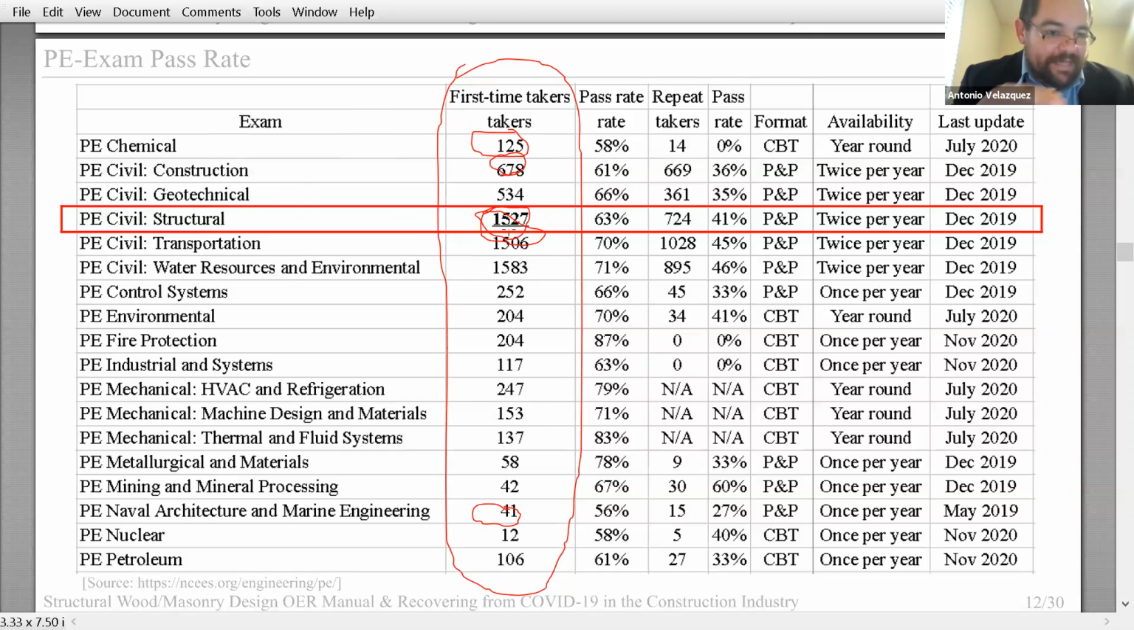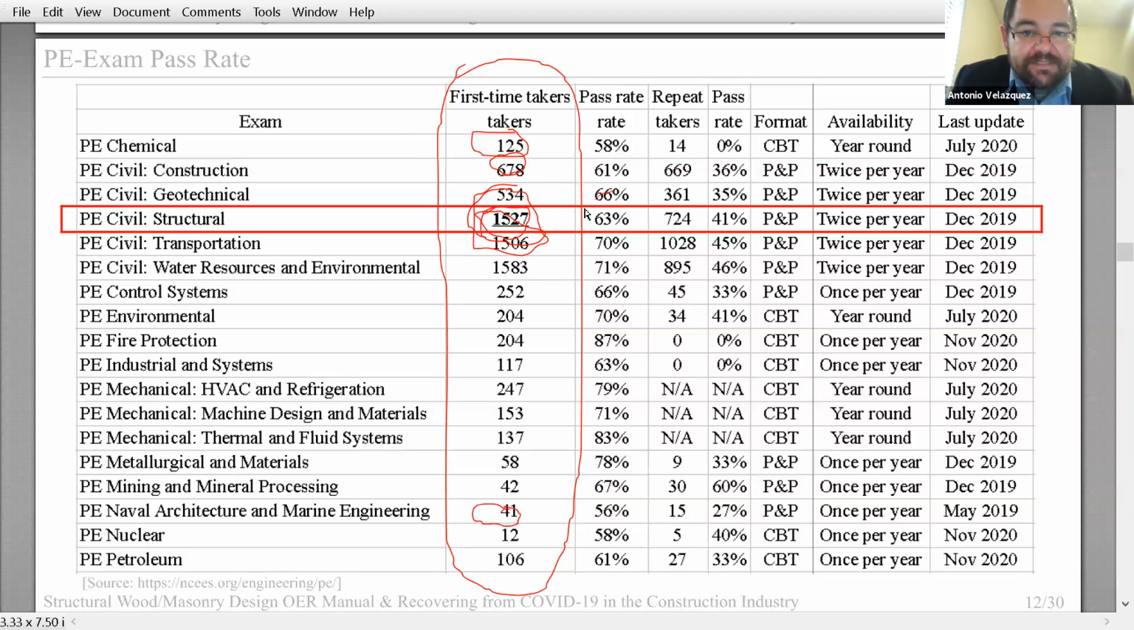Because if you work in the mining industry or the mechanical industry, you probably don't need a PE license to work. Sometimes maybe you can, but sometimes maybe not. It's variable, depends on the company, depends on the state, etc. But for structural, it's a standard. If you don't have the exam, you're nowhere. So all structural engineers have to pass the exam.